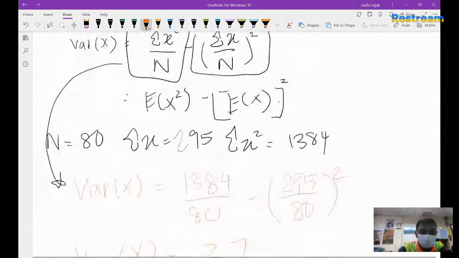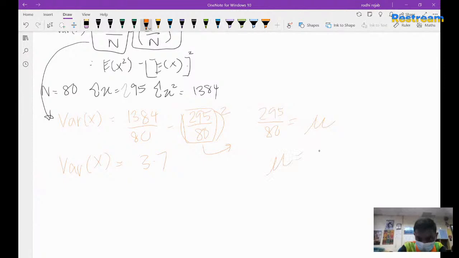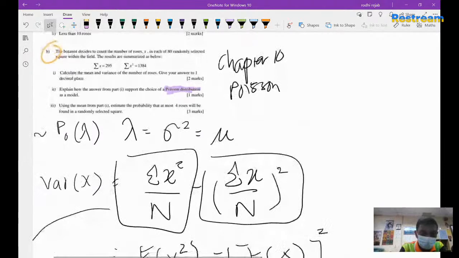And for the mean, we need to know that this is also the mean. So we just take it out, and 295 over 80 would be equals to the mean, and the mean would be 3.7 also. This would be equals to the variance. Variance would be equals to our mean. So this follows the distribution that we have, in which our lambda would be equals to our variance would be equals to mean. So this would follow our Poisson distribution perfectly.